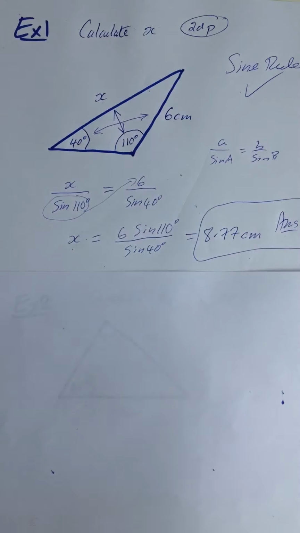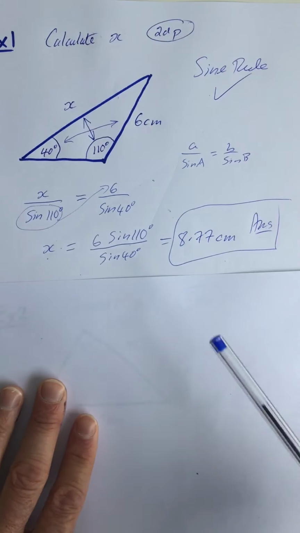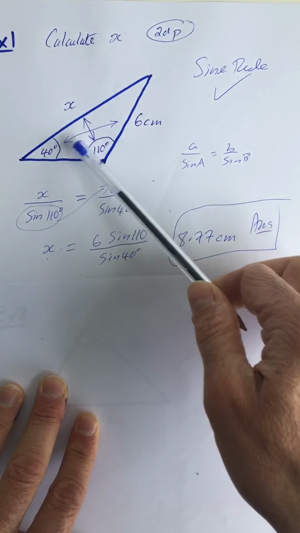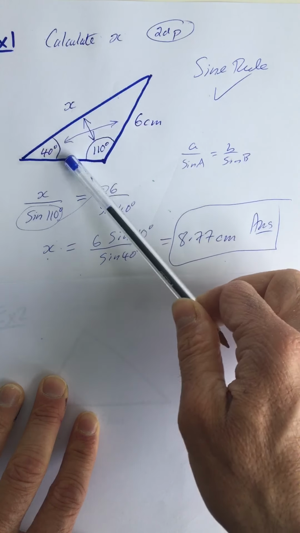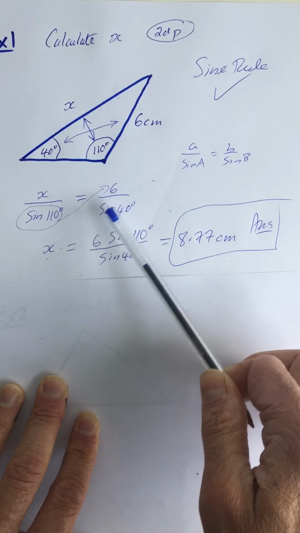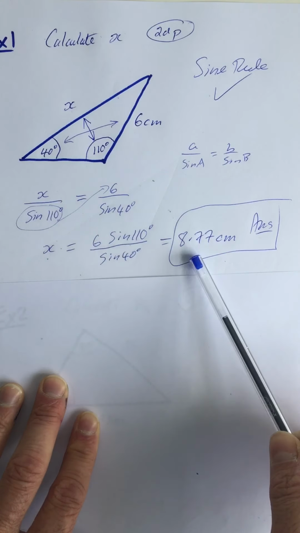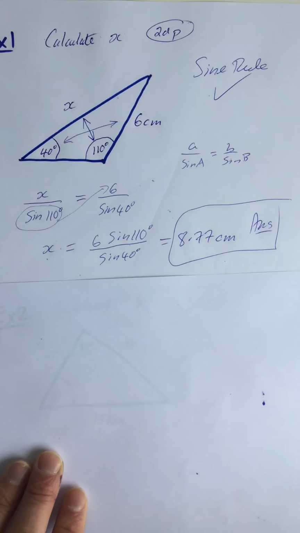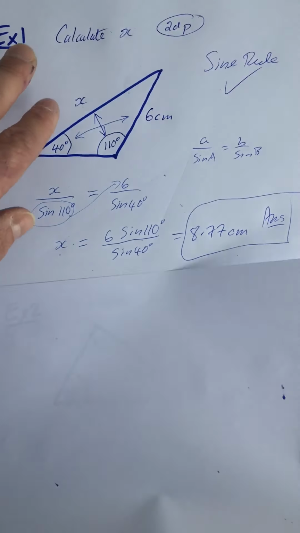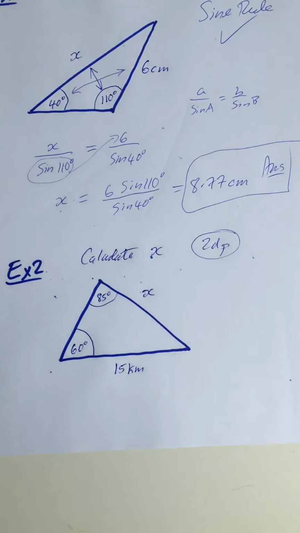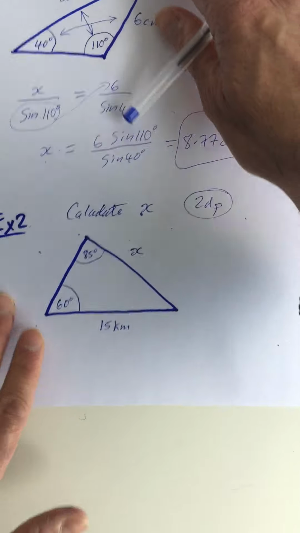Can I just point out how short this sum has become? We just labeled it, we just paired off our side with our angle, and then wrote our sine rule and cross multiplied, used the calculator, and we're finished. Okay, a second example. Example 2 here.